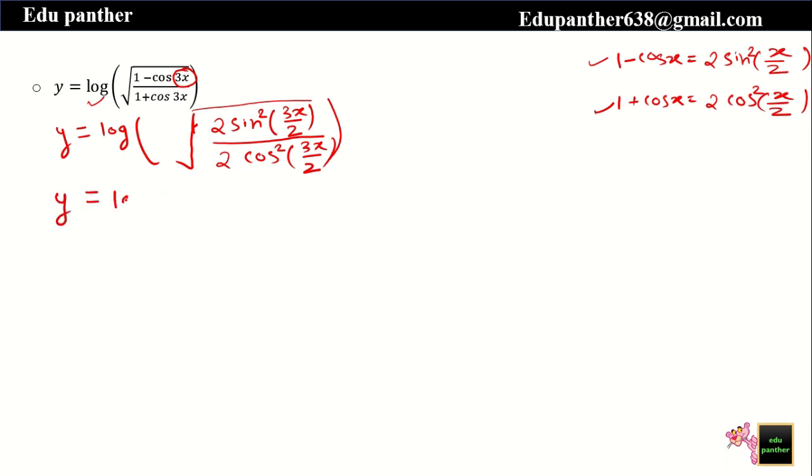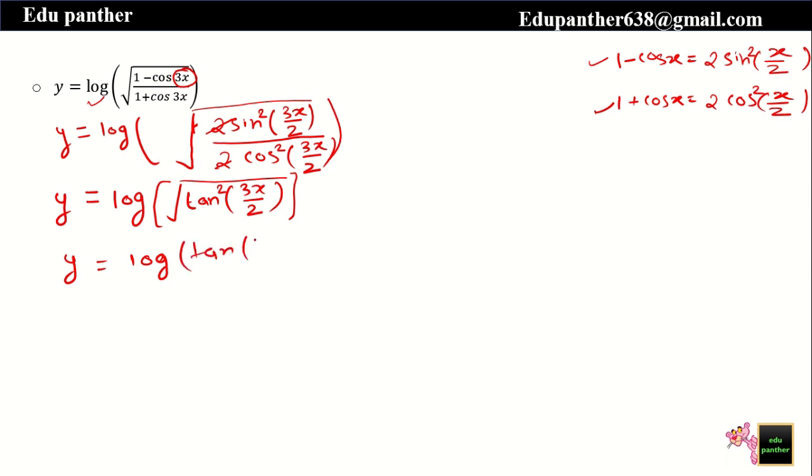Next, further we can simplify. First we can cancel out this 2. Next, sine over cos is tan, so it will become tan square 3x by 2 inside a square root. Next, further how to simplify this? So this square and square root are there, so it will become log of tan 3x by 2. So now it is easy.